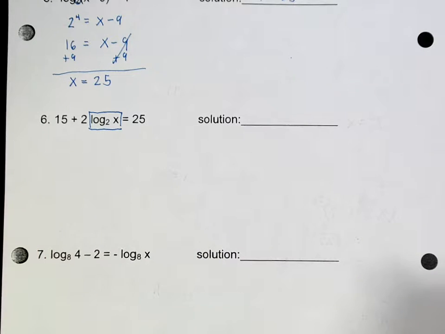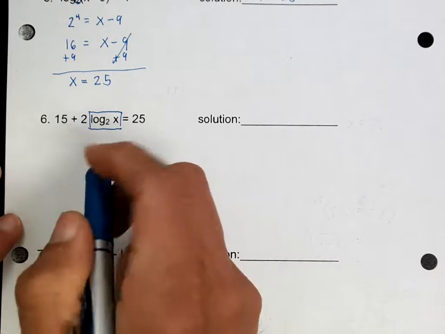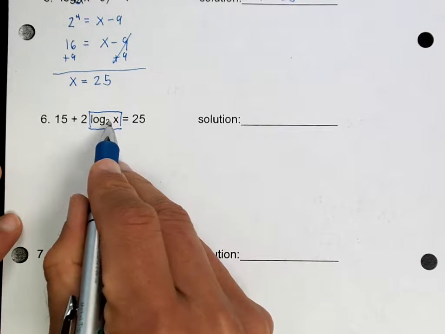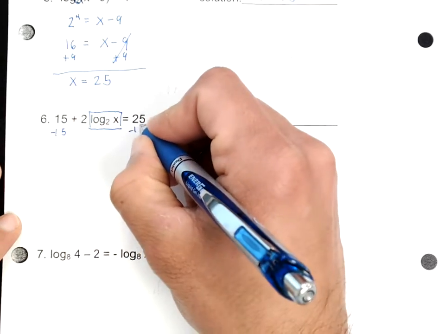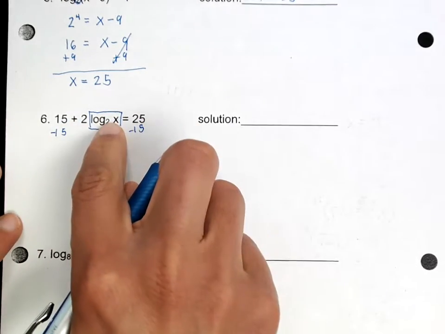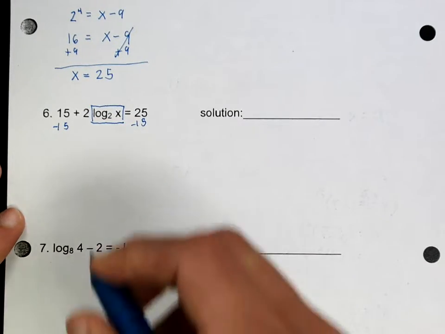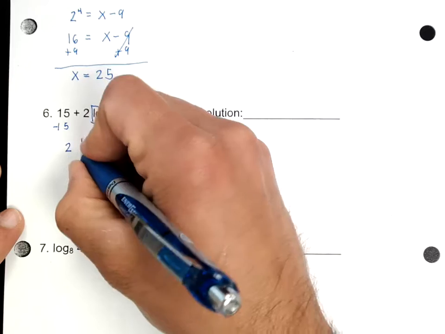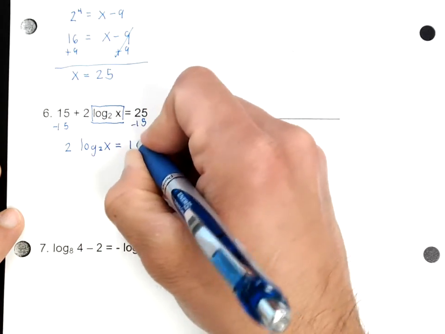Minus 17. Well, minus 15, right? Oh, I see. You added those two, right? Remember, this 2 is attached to the logarithm, right? And that's actually a very common mistake. Remember that 2 is attached to the logarithm, so I can't just add those 2 together. All right, so I'm going to start off by subtracting 15 from each side. So now I have 2 log base 2 of x is equal to 10.